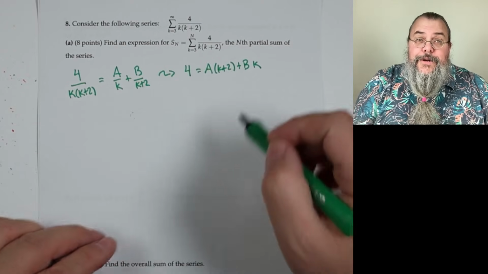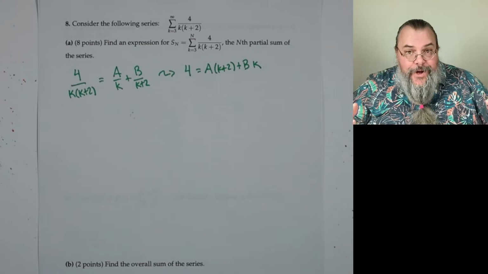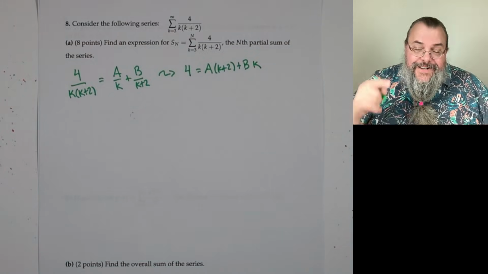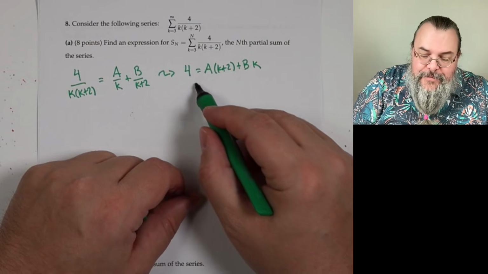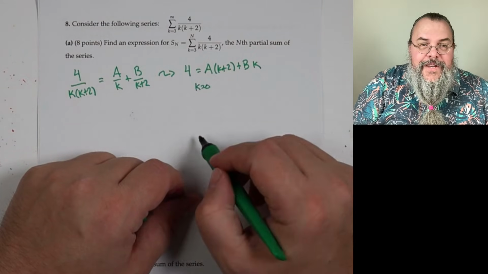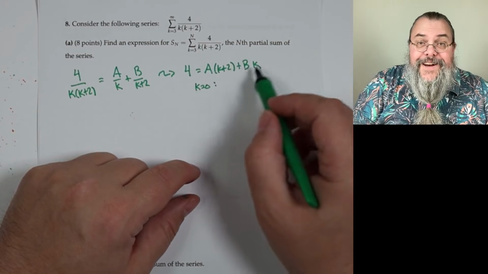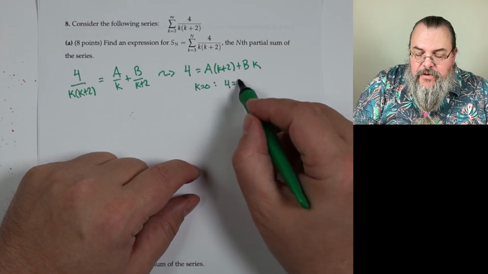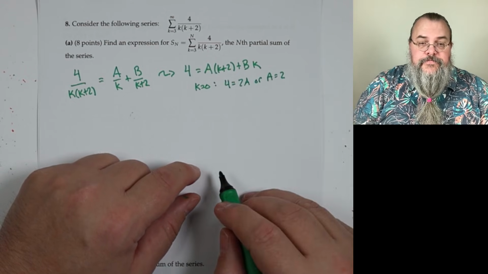Now, make good choices, such as watching videos to prepare for the exam. Great choice. Thanks for being here. I'm glad you're with me. And also, choosing things like k equals 0. What happens when we choose k equals 0? Well, this term gets knocked out. So we get that 4 is equal to 2a, or a equals 2.